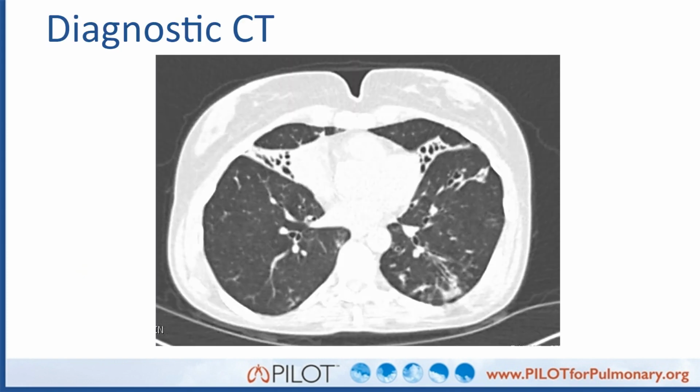This is a cut from her CAT scan, and you can see here that she has bronchiectasis in her right middle lobe and lingula, and she has some bronchiectasis and some mucoid impaction and bronchiolitis in her left lower lobe.